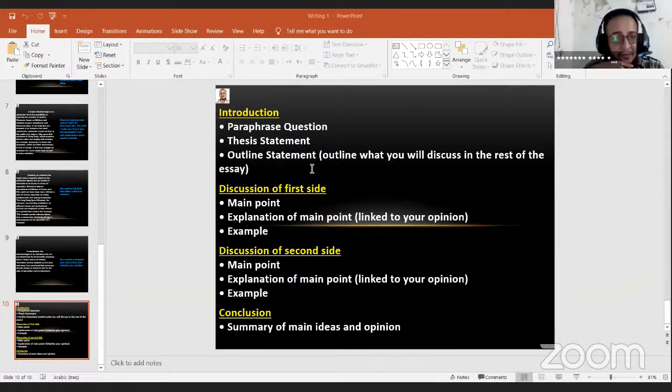The first paragraph and the second will be one of two choices, whether it will be with your opinion or the opposite of your opinion. Then the second paragraph will be the opposite of the first one. Then you will start with the conclusion.